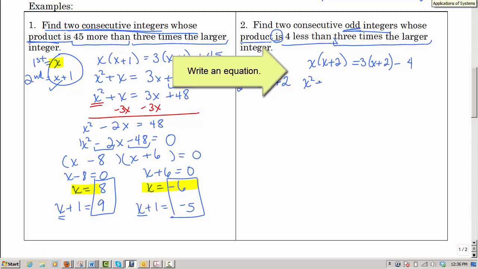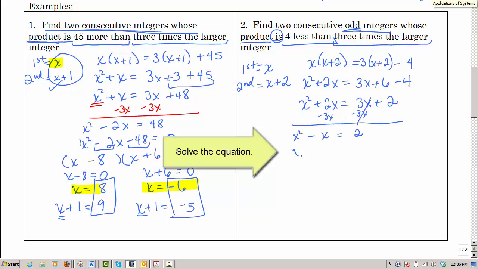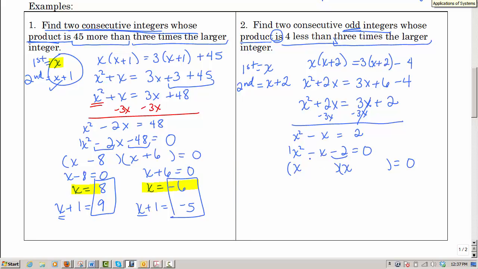So now I need to multiply, collect like terms, and again you must set them equal to 0 before you start factoring. So I'm going to subtract 3x from both sides. I'm going to subtract the 2 from both sides. And again, I have a leading coefficient of 1. So what multiplies to get negative 2 and adds to get negative 1. Setting both factors equal to 0 and solving for x.